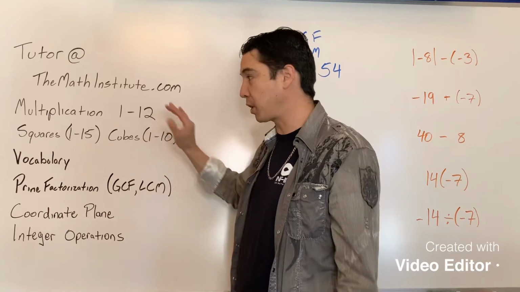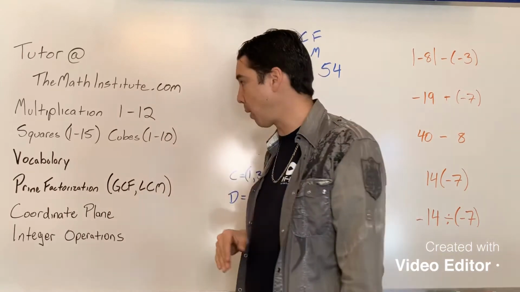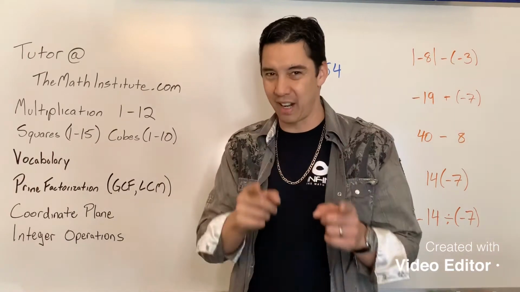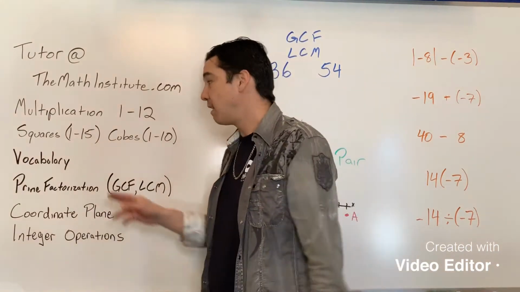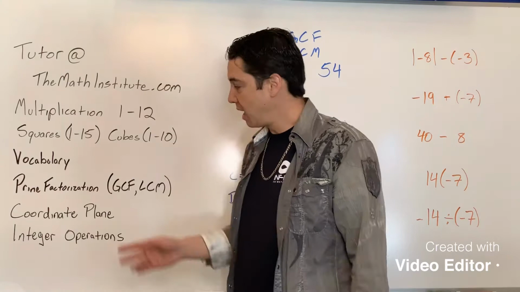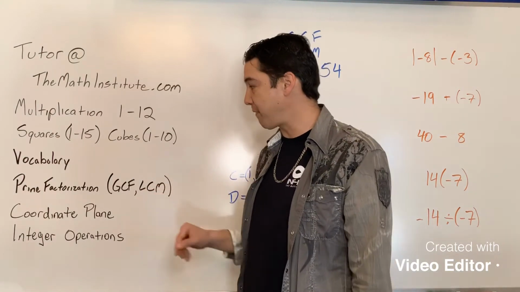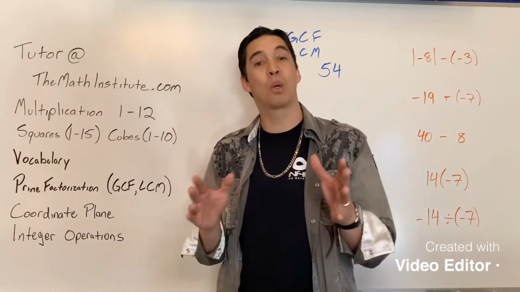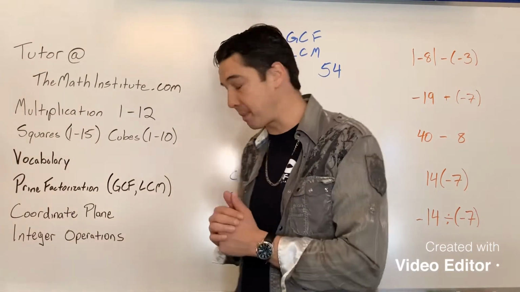Again, we need to have our multiplication done from 1 through 12, squares 1 through 15, cubes 1 through 10. Starting next week, we're going to up that. Vocabulary is essential. And now, a couple of weeks ago, we did prime factorization, and most specifically the GCF and the LCM. So why don't we take a look at a practice problem from your homework?